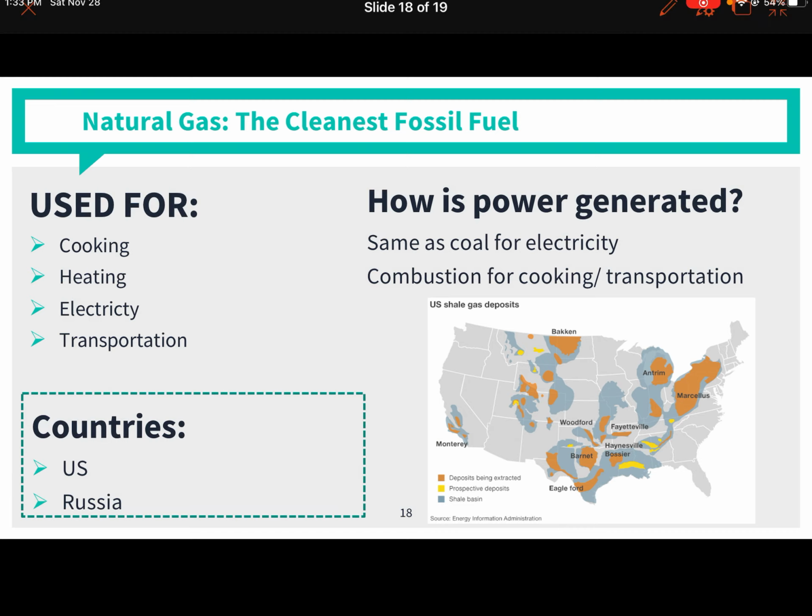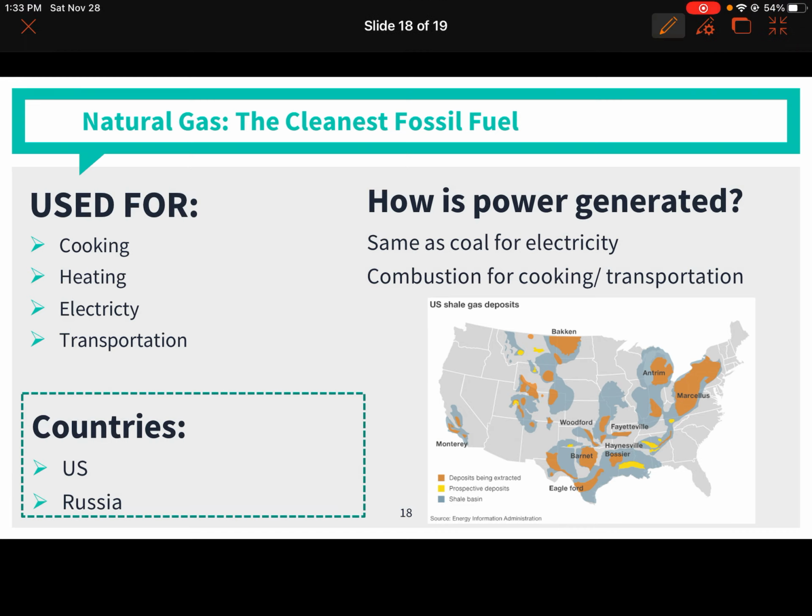So we see a lot of natural gas in places where we have a lot of shale. So most of our natural gas that comes to us here in Connecticut comes from the Appalachian area or down here by Alabama and Louisiana. That's piped all the way up to us.